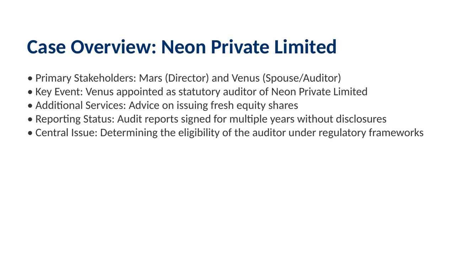First, let's look at the facts. We have Mars, who is a director of Neon Private Limited. Now, the company appoints Venus, who is the spouse of Mars, as the statutory auditor. On top of that, Venus gives advice on issuing fresh equity shares and then signs off on audit reports for years without any disclosures. The core issue here is the eligibility of the auditor.